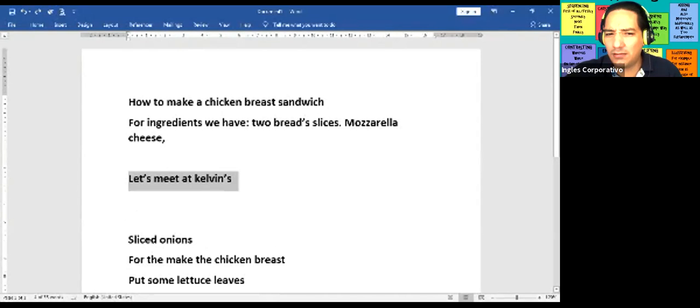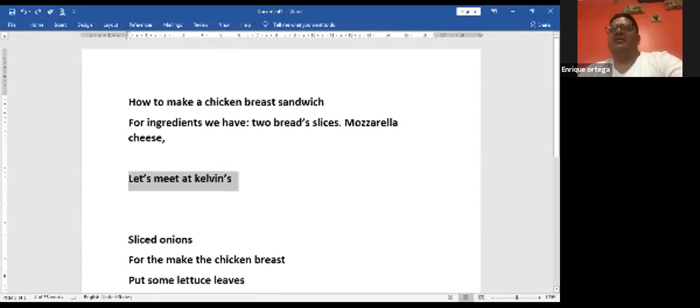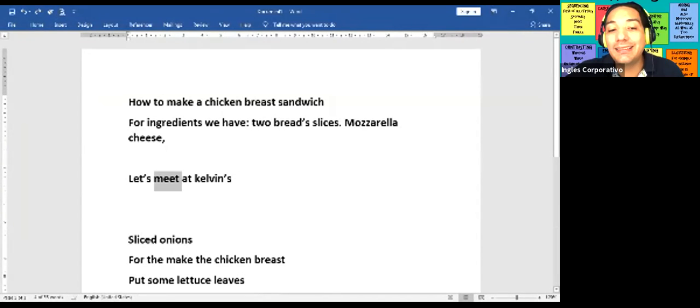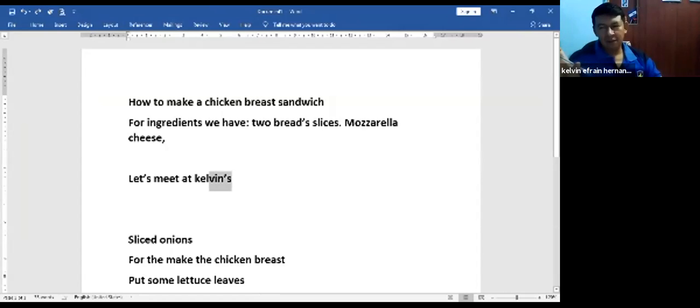Incluso en algunas películas dicen, ¿fuiste a lo de tu mamá? Literal, la traducción bien fea. Y sería, ¿fuiste donde tu mamá? Fuiste a la casa. En este caso, meet es casa. Meet, reunirse. Se entiende como casa.